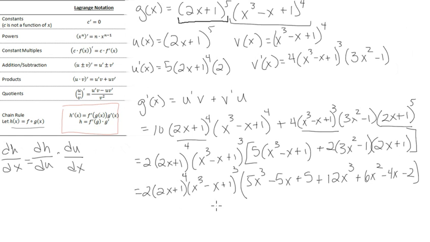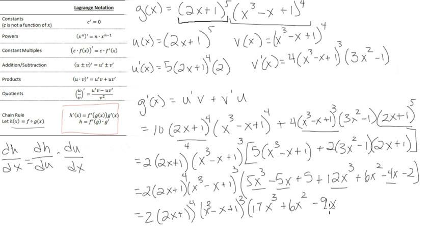I can then combine like terms. I get, again, not doing anything to the first part of the expression, I'm taking my x cubes and combining them. I get 17x cubes. I have only one x squared term. I take my x terms and combine them. I get minus 9x. And I take my constant terms and combine them, plus 3.